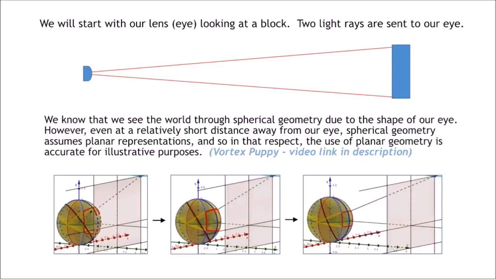We will start with our lens or eye looking at a block. 2 light rays are sent to our eye. We know that we see the world through spherical geometry due to the shape of our eye. However, even at a relatively short distance away from our eye, the spherical geometry assumes planar representations, so in that respect the use of planar geometry is accurate for illustrative purposes. And if you'd like to learn more about that, please see the video links in the description below.